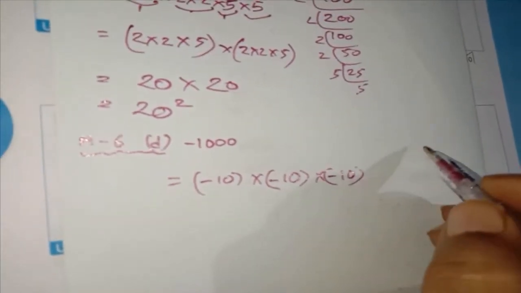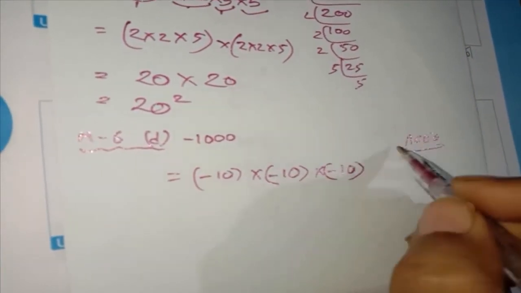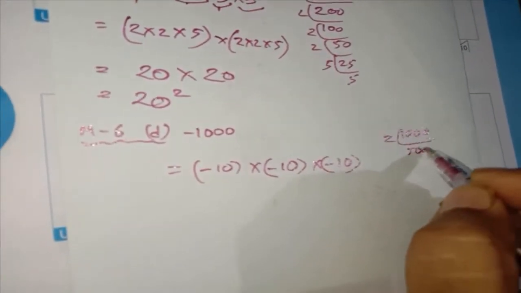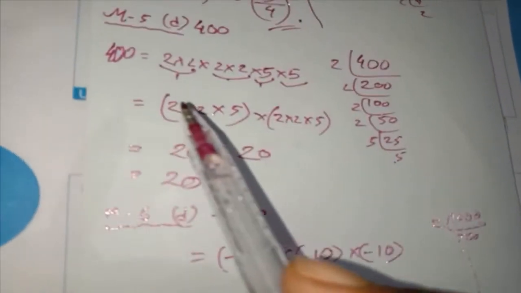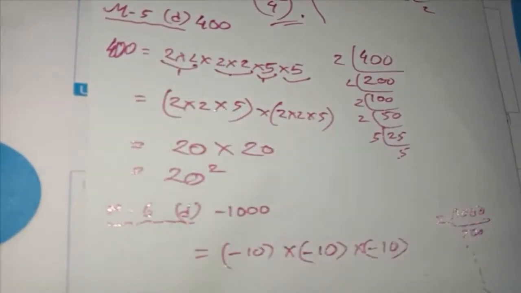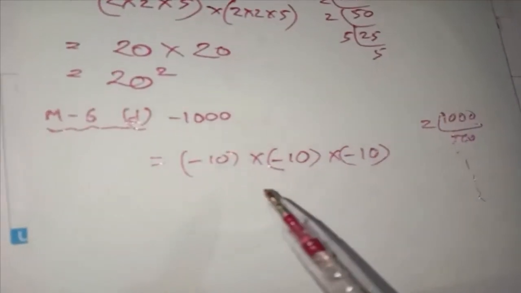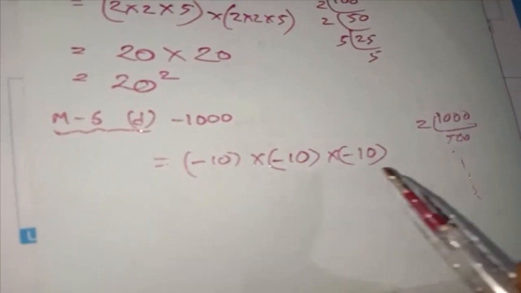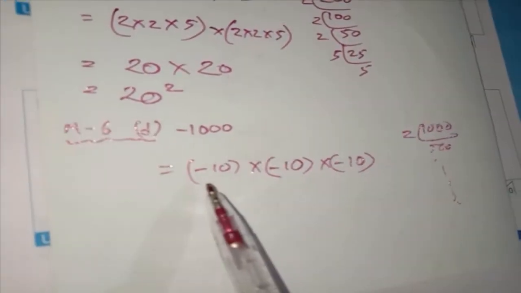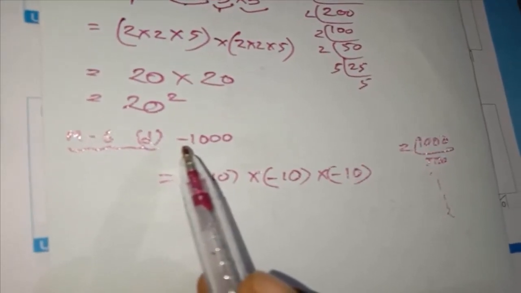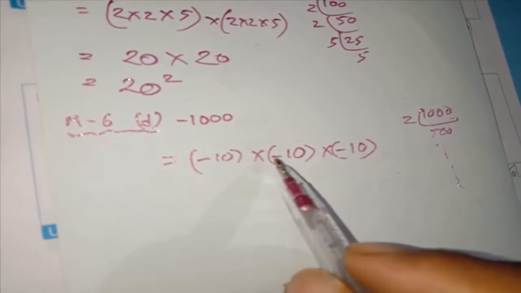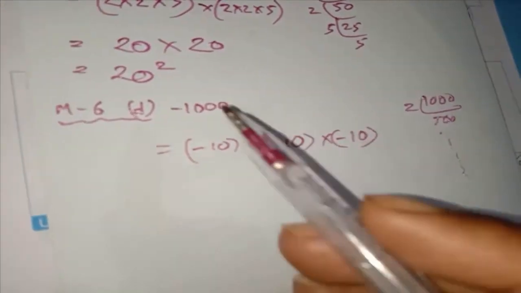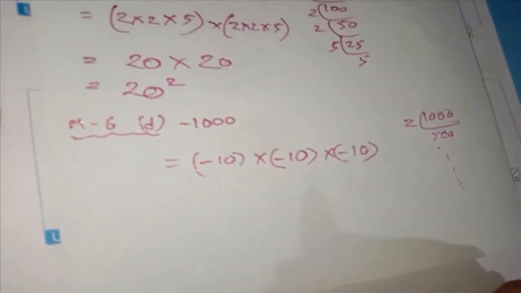See, you can do the prime factorization of 1000 by 2, 500 and so on. You will find the same thing. You will have to regroup like we have done in module number 5. Then you will get minus 10 into minus 10 into minus 10. Why did I take minus? Because the question is having a minus sign in front of it. So minus into minus plus, plus into minus, minus. So the final negative sign will be there.